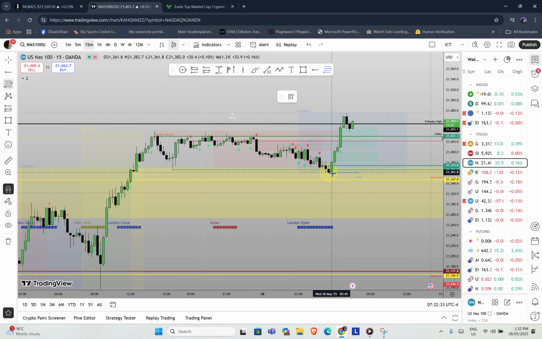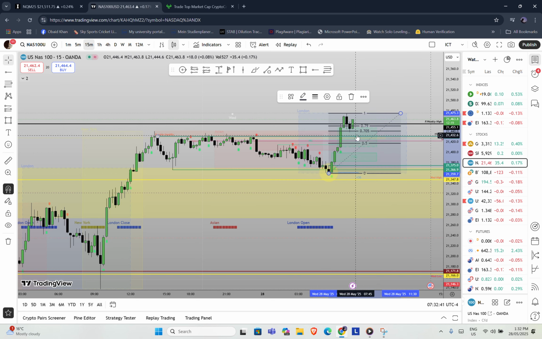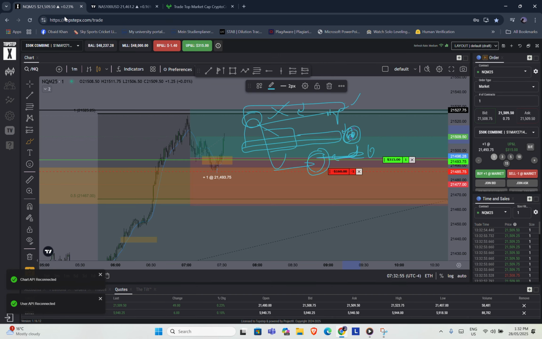Let me just see what our fib says. So look, it got retraced from this specific area of the fib 0.70 level. This is where the fib retracement comes in very handy, and you have to make sure that you know how to use it.